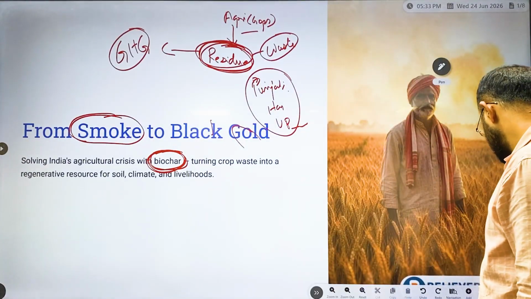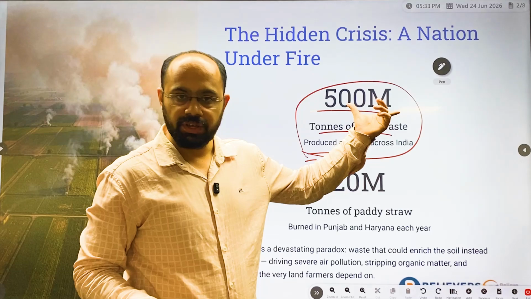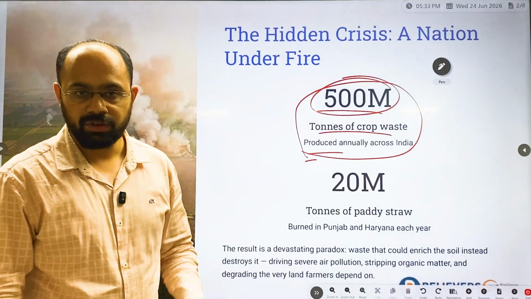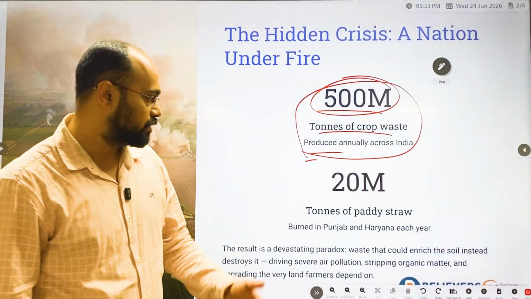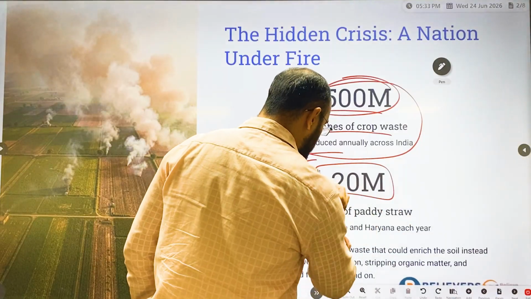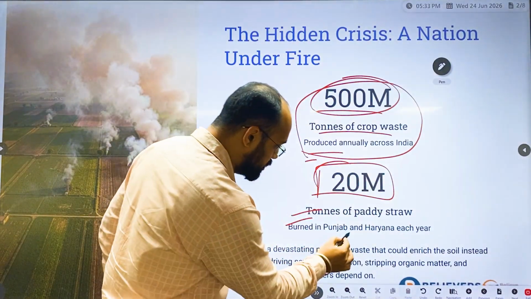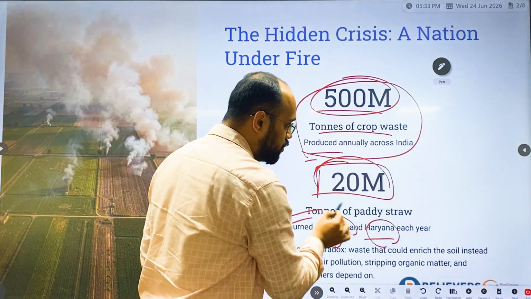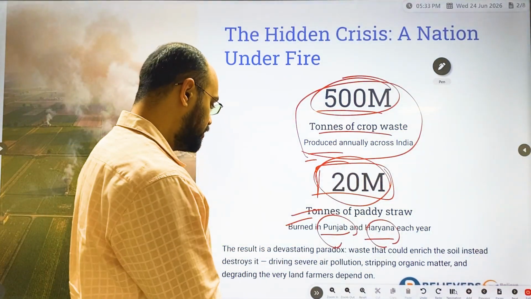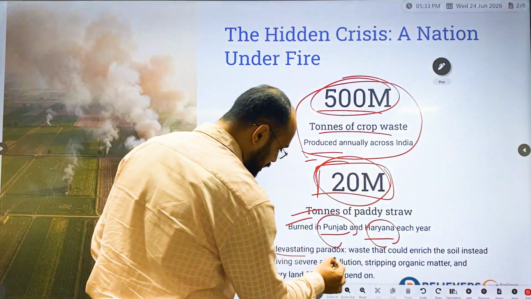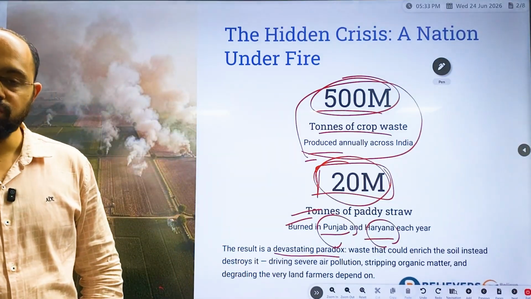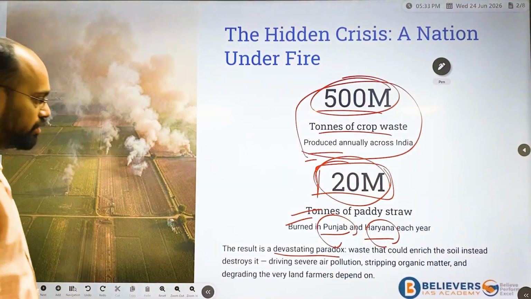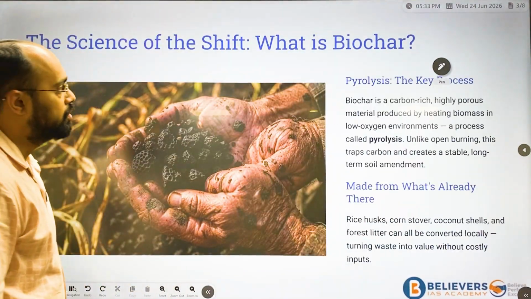The first thing is, just imagine if we burn 500 million tons of agricultural waste annually, what will happen to our ecosystem? And in that, 20 million tons of paddy residue, as I told you, is burned in Haryana and Punjab alone. This resulted in a devastating paradox where the waste is very harmful for our environment. So in this regard, as I told you, we move to something called biochar.